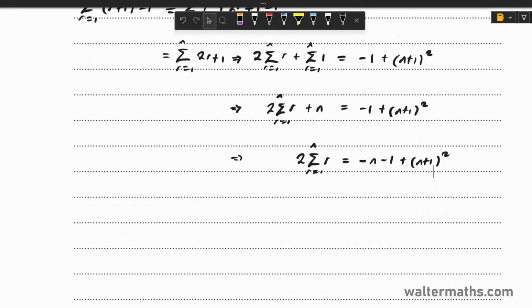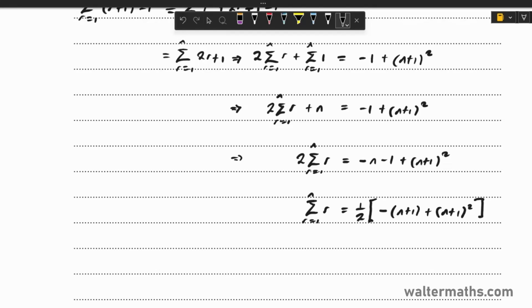Now I'm going to divide both sides by 2. So we'll be having the sum from r is equal to 1 up to n of terms of the form r being equal to a half, right? And it's a half of, here I'm going to factor out minus 1. So it's as good as we have minus of n plus 1, and it's plus n plus 1 squared. So this is what we got right here.